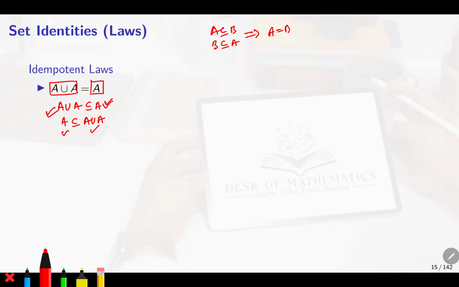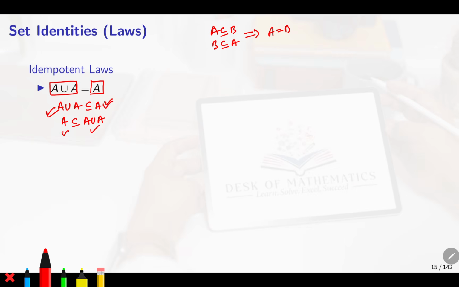So what will we do? You have to show A union A is equal to A. Consider this is one set, this is the other set. First you will show that A union A is a subset of A, then you will show that A is a subset of A union A. As I told, if A is a subset of B and B is a subset of A, then it implies A is equal to B. So you will show that LHS is a subset of RHS and RHS is a subset of LHS.